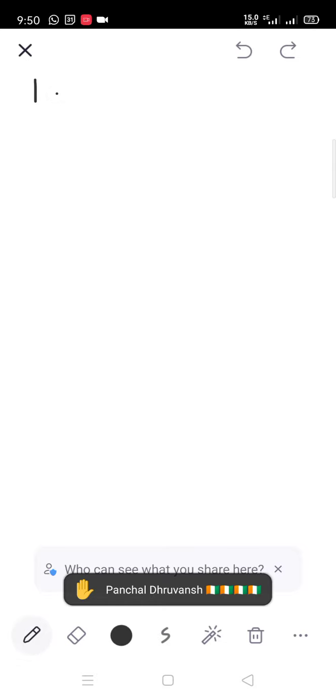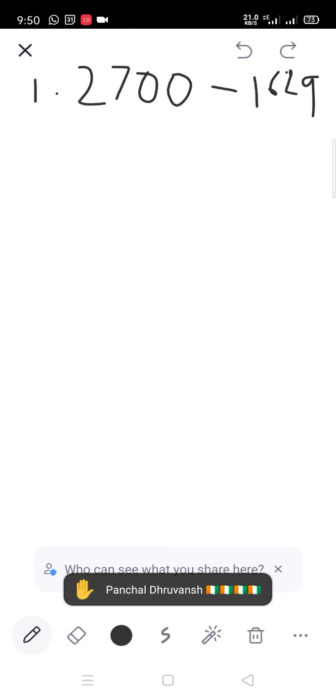Example 1. 2700 minus 1629. Okay, so firstly, as per the rule, you have to arrange these numbers vertically. ये आपको horizontal form में मैंने दिया है, आपको क्या करना है, सबसे पहले vertical form में arrange करना है. So I am doing that.